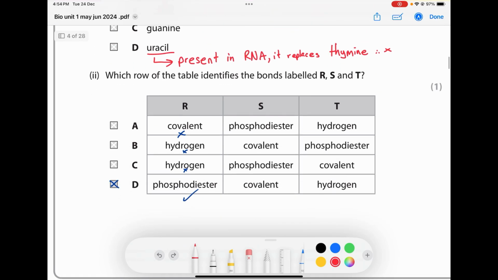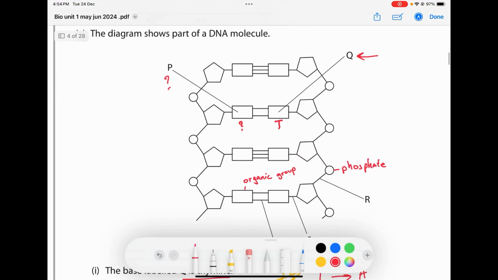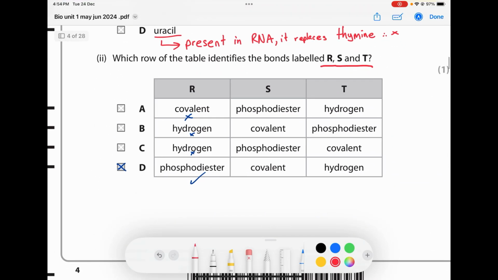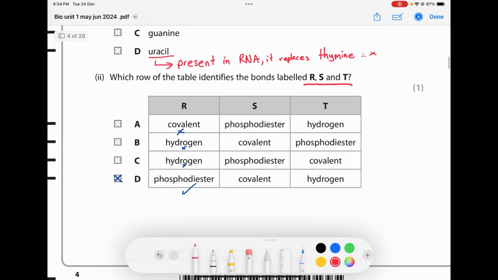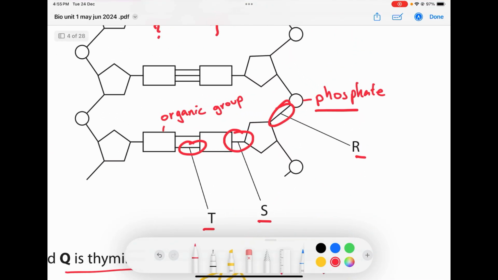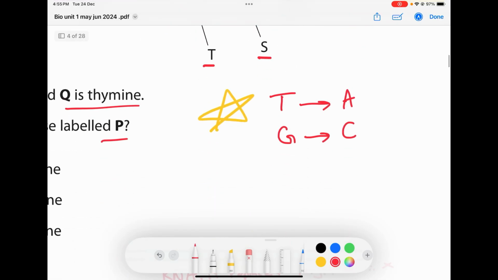Okay. So which row of the table identifies the bonds labeled R, S, and T? Let's go and see. We have R, we have S, and we have T. R is this one right over here. S is this one here, and T is this one here. So R cannot be covalent. R cannot be hydrogen. Therefore, it is a phosphodiester bond right over here because this is a phosphate group. Therefore, it's going to be a phosphodiester bond.